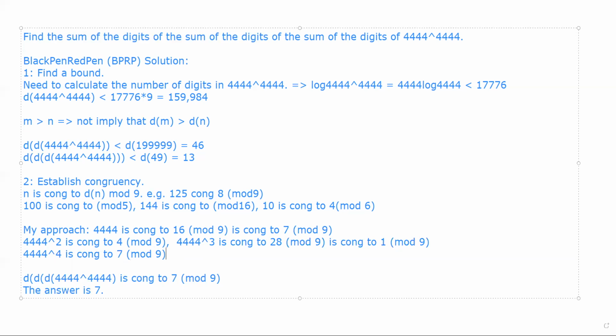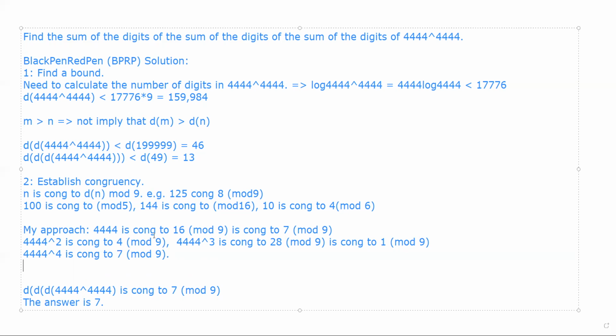4444 to the power of 5 would be congruent to 4 mod 9. 4444 to the power of 6 would be congruent to 6 mod 9. And it would keep repeating 7, 4, 1, 7, 4, 1 until you reach your desired number. Okay. Now here's the thing though. You don't want to go from 1, 2, 3, 4 all the way to 4444.